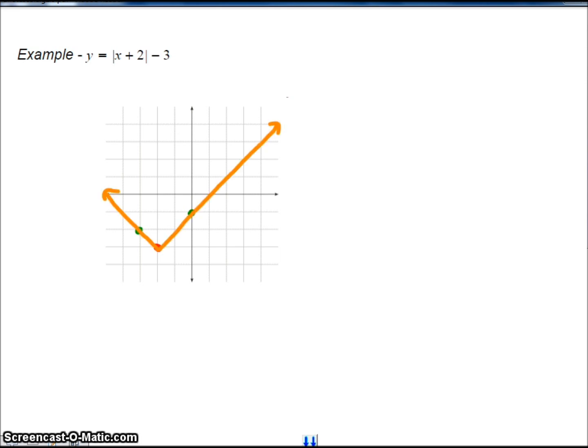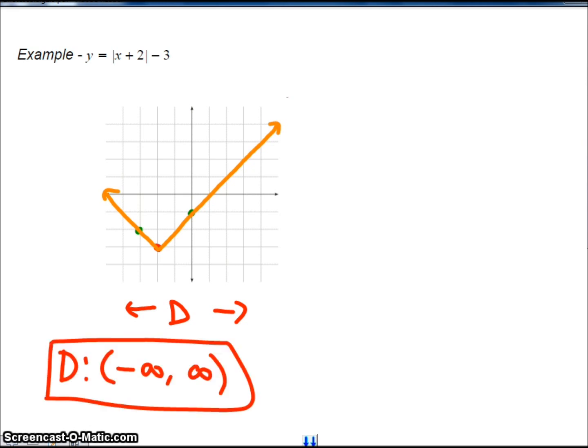Something else you might be asked to do is find the domain and range of the graph. Remember, the domain of a graph is how far to the left does the graph go, and how far to the right does it go. In this case, it goes forever to the left and forever to the right. So the domain will be -infinity to infinity.